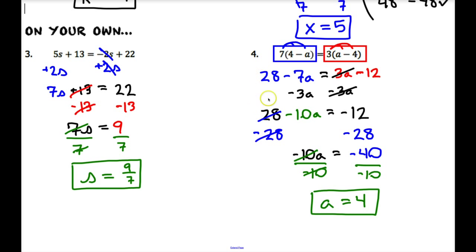Over here on number 4, you will need to distribute first on the left and on the right both to get 28 minus 7a equals 3a minus 12. Then you can move the variable by subtracting this 3a from both sides. Make sure you're combining it with the 7a, so that would give you a minus 10a on the left side. And then to solve, we can subtract 28 from both sides and divide by that negative 10 to get a equals positive 4.